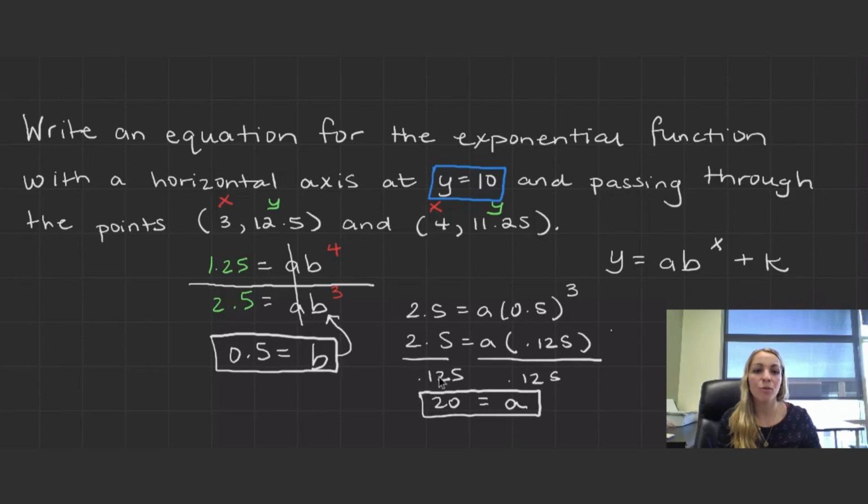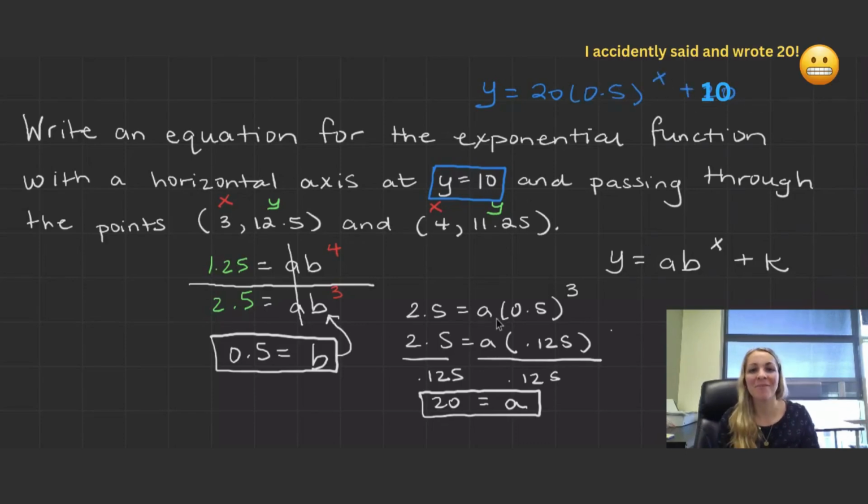I have the 2 parameters I need for this equation. I have a, which is 20, b, which is 0.5, and the problem gave me y equals 10. So let's put that all together to get the equation. The equation that goes through these 2 points and has a horizontal asymptote at y equals 10 is y equals 20 times 0.5 to the x plus 10.